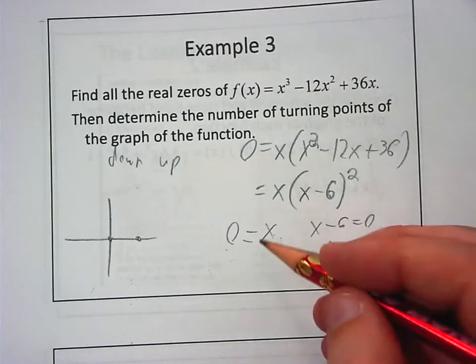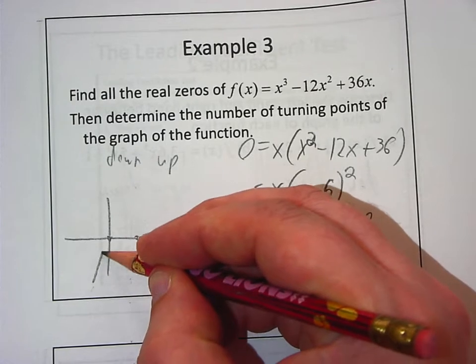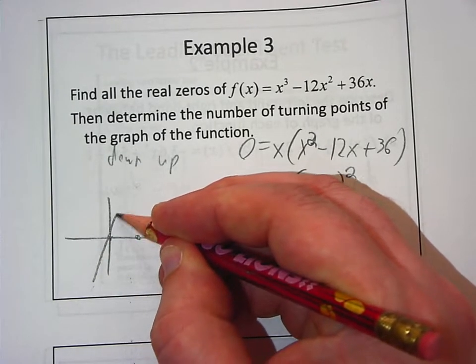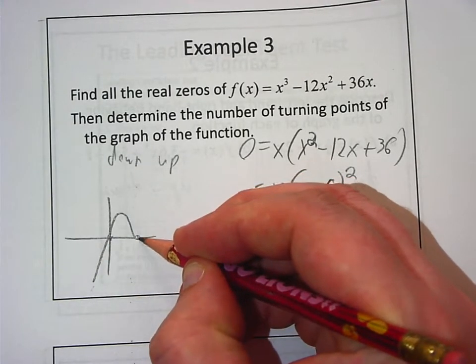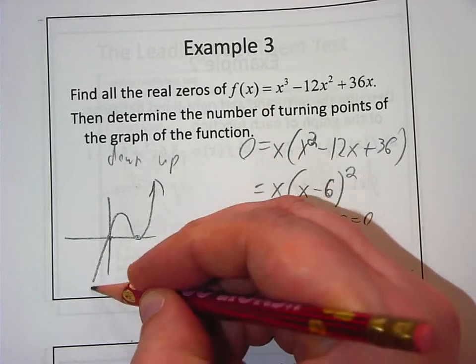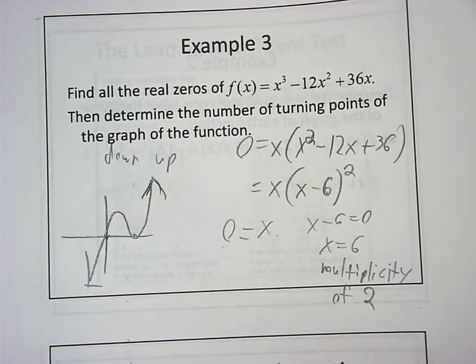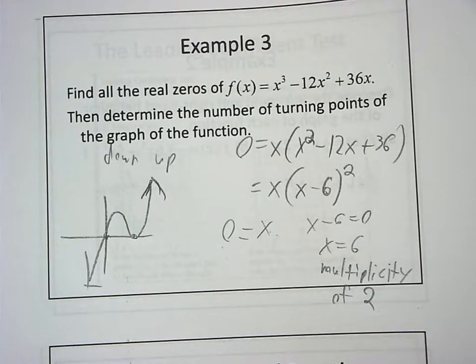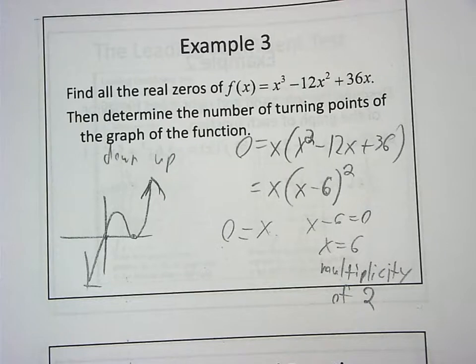So graphically, it's going to pass through whenever there's an odd multiplicity, and it's going to rebound off whenever there's an even multiplicity. So I have the end behavior down up, and I have those 2 points. I can also tell that it bounces off the x-axis at the 6 value. Okay? So even is bounces off. Even causes a parabola-like behavior, so that's why it bounces off.